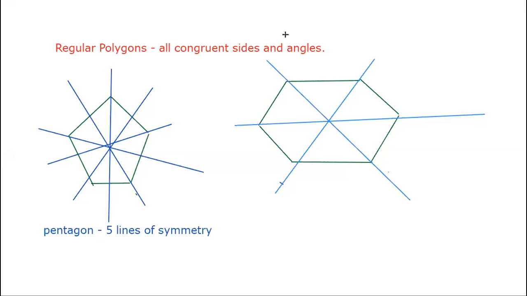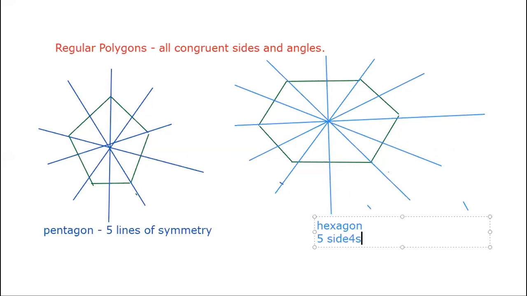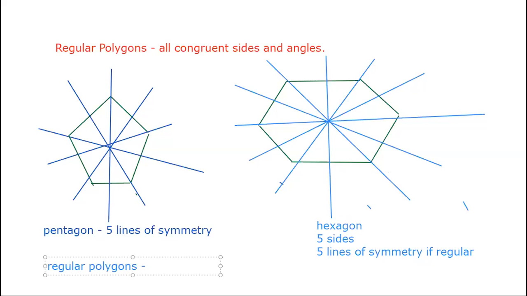Now another way you could fold this hexagon is here, or here, or here. So a hexagon has six sides. It also has six lines of symmetry if it's regular. If it's an irregular hexagon, we don't know. So basically, your regular polygons all have the same number of lines of symmetry equals the number of sides. So a heptagon with seven sides would have seven lines of symmetry. An octagon with eight sides would have eight lines of symmetry.